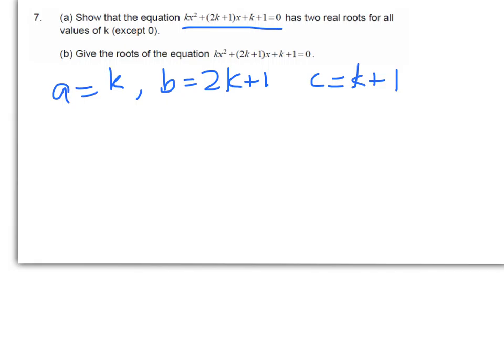Okay, feel free to enlist the help of your parents if you can't figure that one out, because they probably can. Right, back to the discriminant.